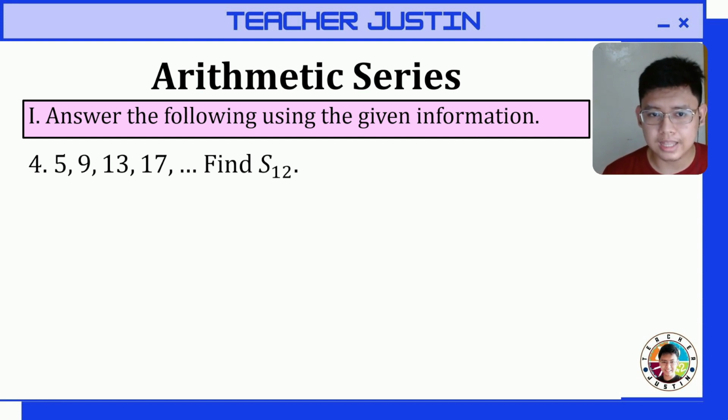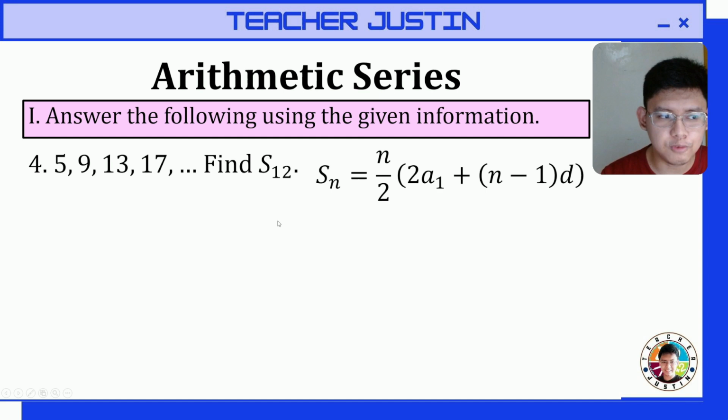So, hinahanap natin is yung sum ng first 12 terms ng sequence na to. So, para ma-solve natin to, given the arithmetic sequence, we will use the formula S sub n is equal to n over 2 times the quantity 2 times a sub 1 plus the quantity n minus 1 times d. So, bakit ito yung formula na gagamitin natin?